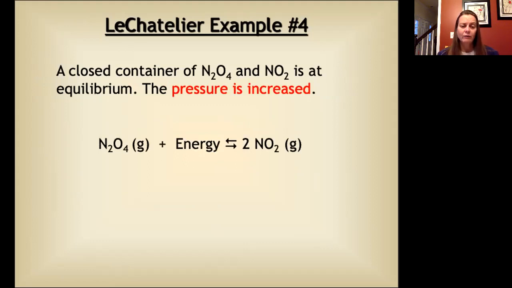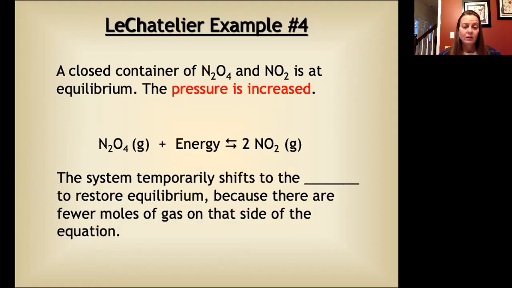So that means that we're going to have increased pressure because we're going to have more collisions with the walls of the container. And so when we have those more collisions with the walls of the container, the way to alleviate the number of collisions is to decrease the number of molecules. And so when we have an increase in pressure due to a volume change, it's always going to shift to the side with fewer moles of gas. In this case, it's going to shift to the left to restore equilibrium because there are fewer moles of gas on that side of the equation.